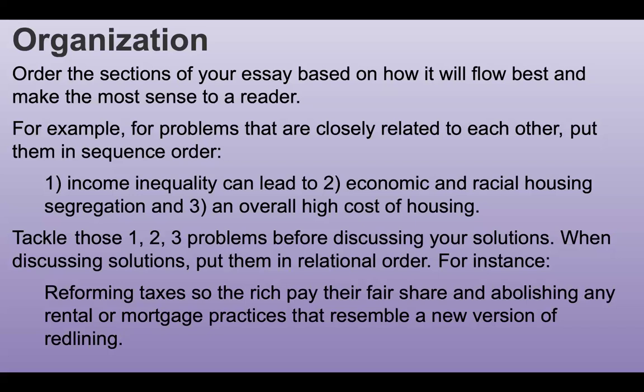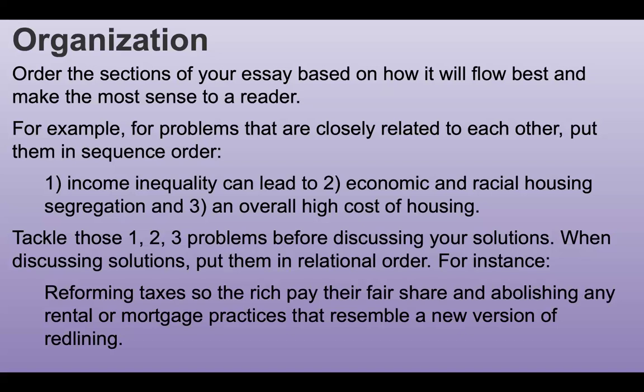And the way to maybe decide how you should approach it is if your problems are closely related to each other. If they are, then put them in sequence order. So lay out all those problems, and in here you can see how there's a flow. And then from there, you go into your solutions. So for example, we have first income inequality that can lead to economic and racial housing segregation and an overall high cost of housing. So you can see how there's a flow here. These problems are all connected.